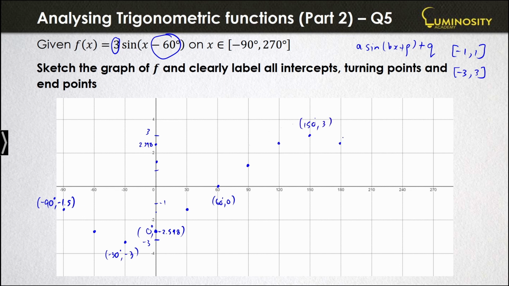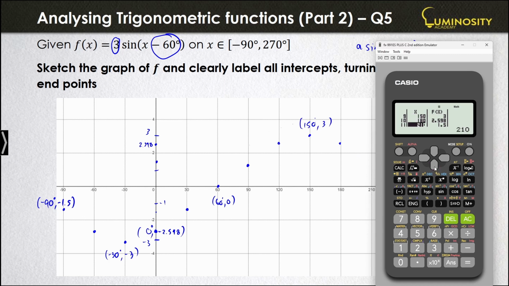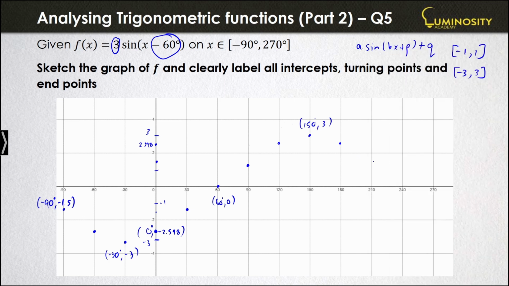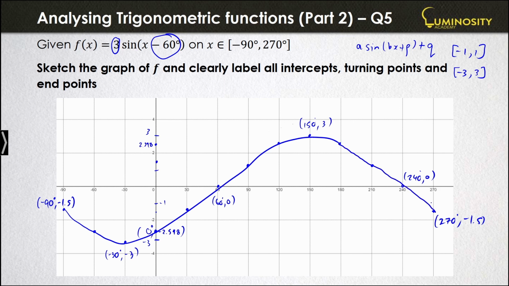At 180 degrees by symmetry will be back to that, 2.598. Then symmetry will tell us 210 degrees, that will be 1.5. 240 degrees will be 0, and 270 degrees will be negative 1.5. Okay, so that's an endpoint, that's an x-intercept, so we label them. Okay, so we connect this graph, play our game of connect the dots, and we get a nice graph here. All right, so that's the graph of f. We've labeled x and y intercepts. There's two x-intercepts over here, one y-intercept, 2 turning points, and 2 endpoints here.